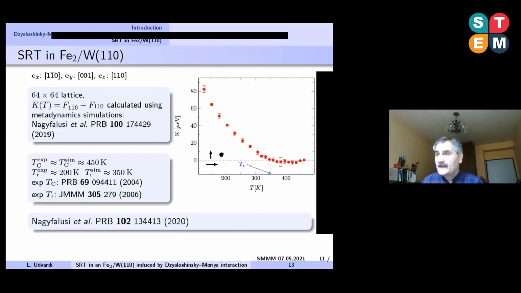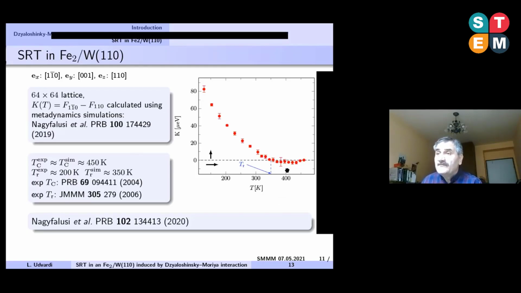If we simulate the full model, including the Dzyaloshinskii-Moriya interaction, for the anisotropy energy we got a change of sign at a temperature of about 350 Kelvin. We got the transition temperature a little bit higher than the experimental one. We got about 350 Kelvin, and in the experiment it was about 200 Kelvin.